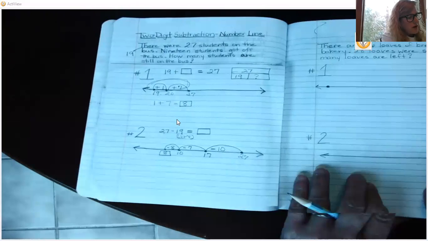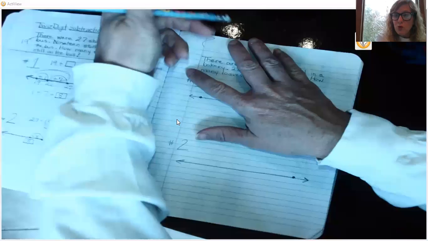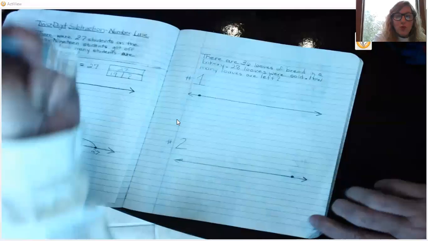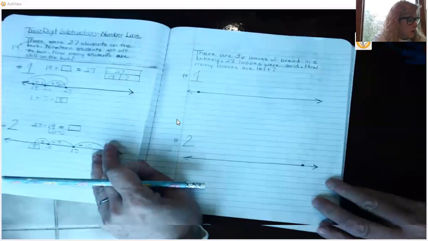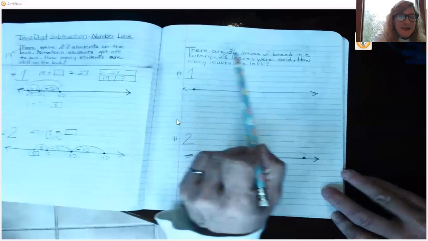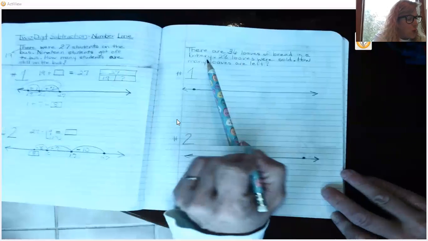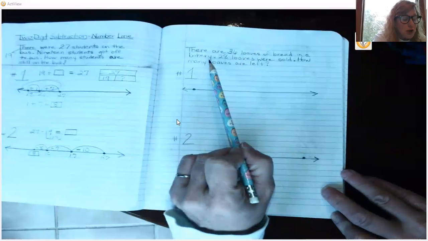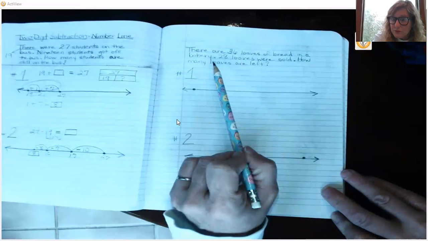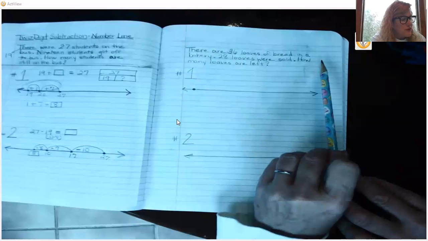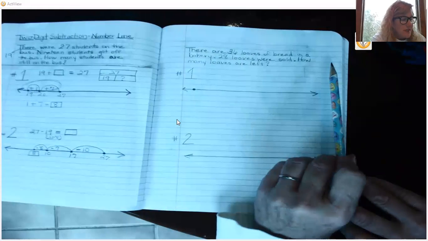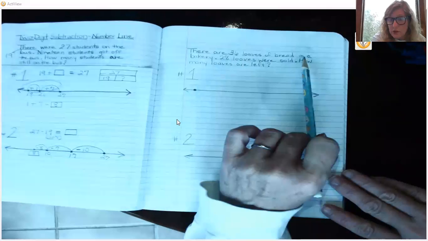So I'm going to read through it, and then I want you to pause the video and set up your page. So we have, there are 36 loaves of bread in a bakery. 28 loaves were sold. How many loaves are left? So it's another takeaway. There are 36 loaves of bread in a bakery. 28 loaves were sold. How many loaves are left?